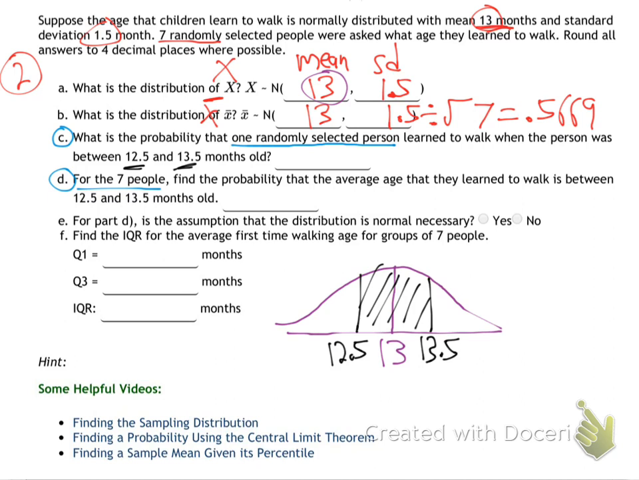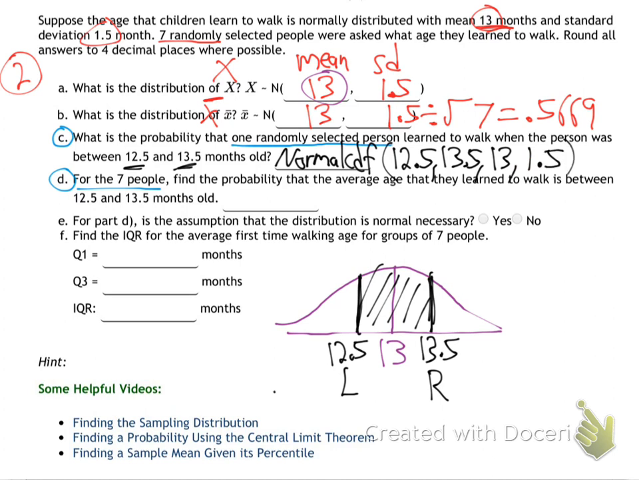So that's going to be normal CDF. I'll do that. It's the left edge, the right edge: 12.5, 13.5. The mean is 13. The standard deviation is 1.5. I just keep the normal standard deviation for one person, right? Hit the buttons on the calculator.